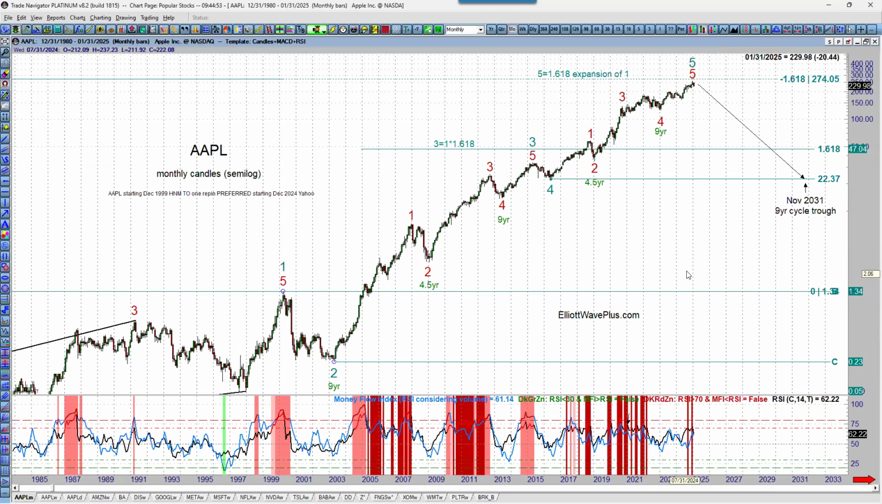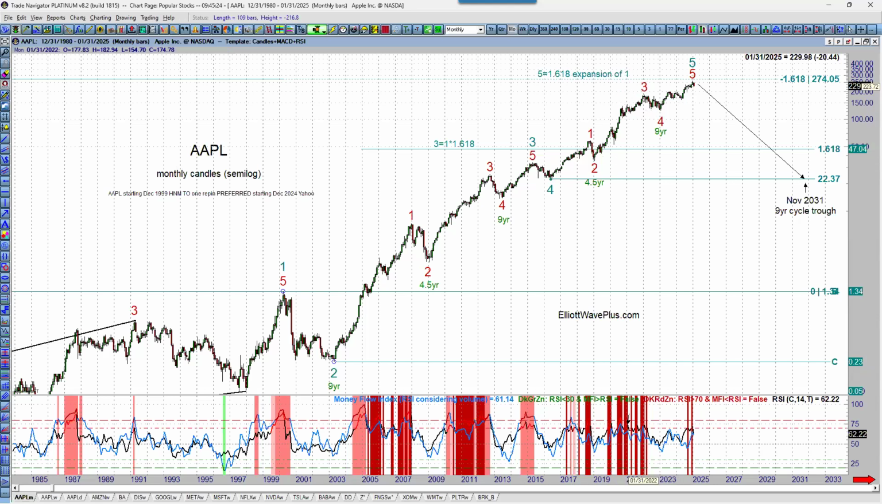Apple. So in Apple, the long-term count, and it starts around 1980, is that we got a leading diagonal for 1, a cycle degree wave 2 that was down through mid-2023, cycle degree wave 3 in April of 2015, 4 in mid-2016. And this needed to be a 5-wave structure. 1, 2, 3, 4, 5.